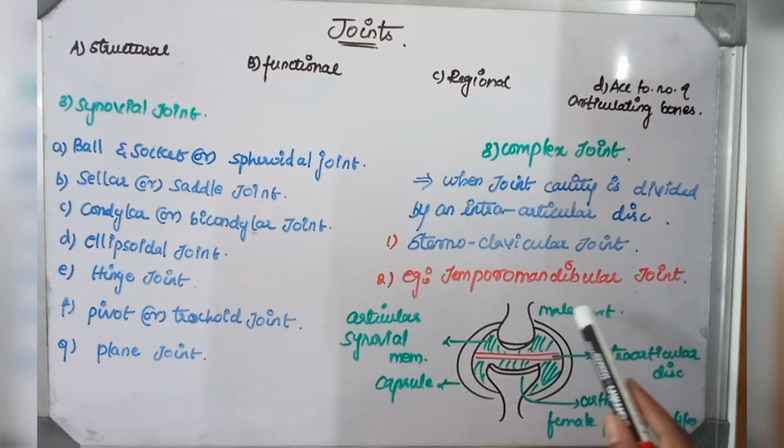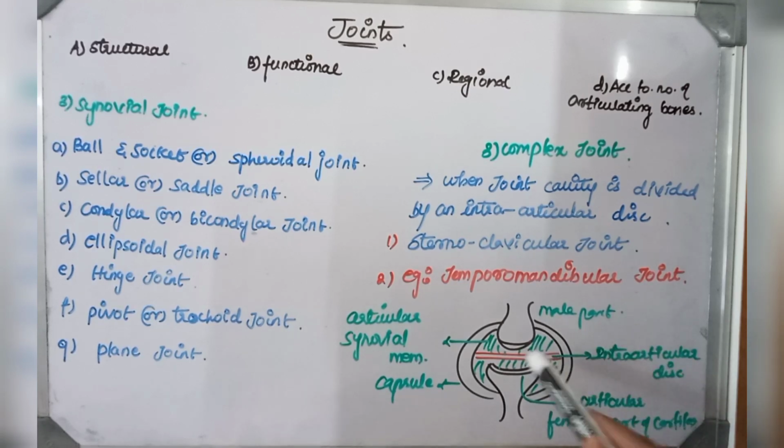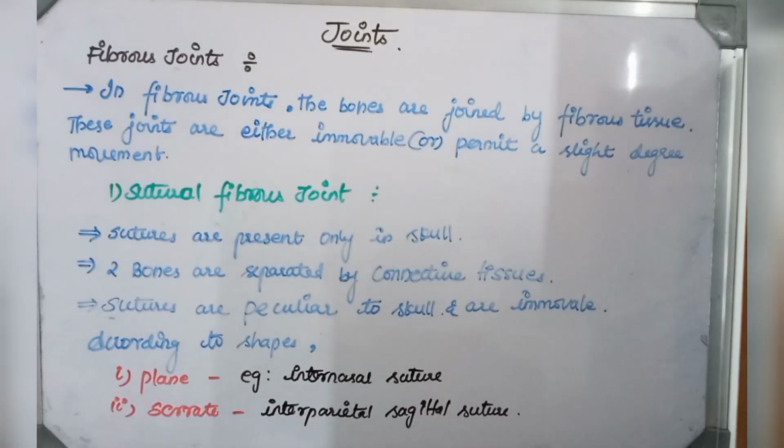So here this is a male part and this is a female part of articulation surface, and this joint cavity is separated by a disc called intra-articular disc, and it's filled with synovial membrane, articular synovial membrane, and this is going to be the capsule. This is a type of complex joint. So let us see about a fibrous joint a little more clearly here.